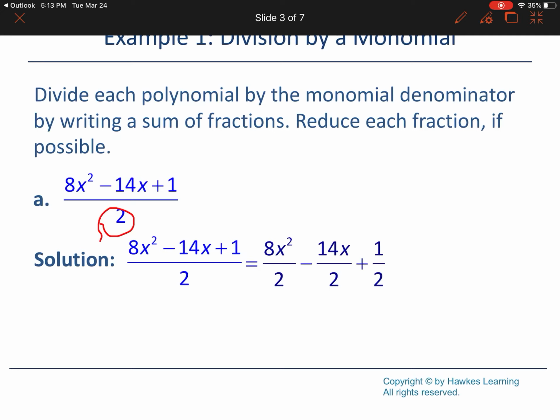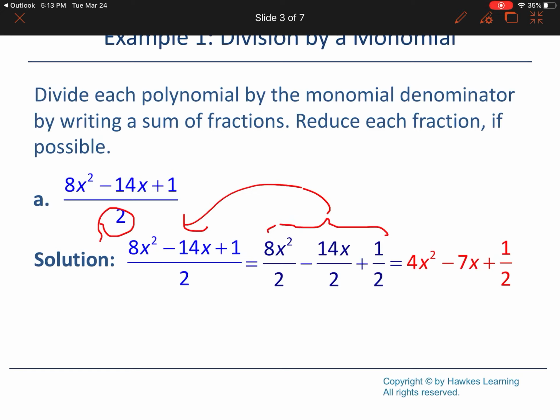So in the past, when we were adding fractions, we would start from this and go to here. Now we're kind of unadding them, splitting them up. And that's really all we need to do. From here, we just need to simplify each one of these fractions. And our answer will be written like this. It will be 3 terms. There were 3 terms in the numerator, so there are 3 terms in our answer.